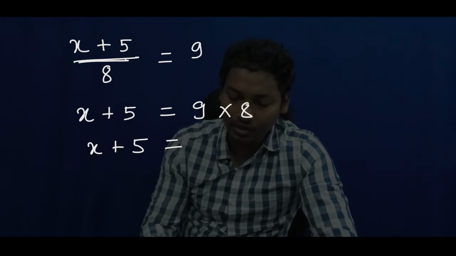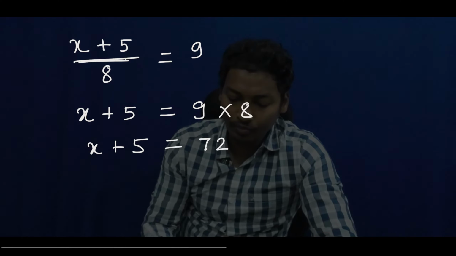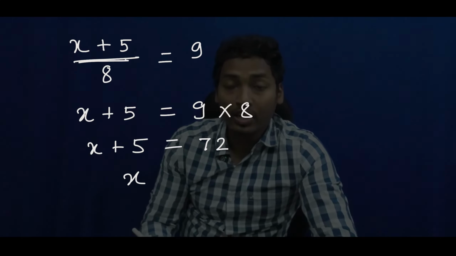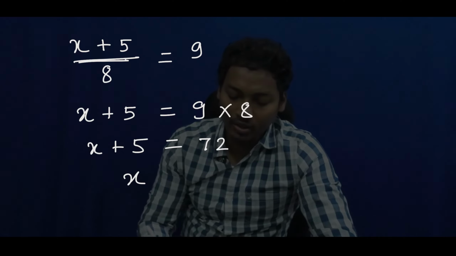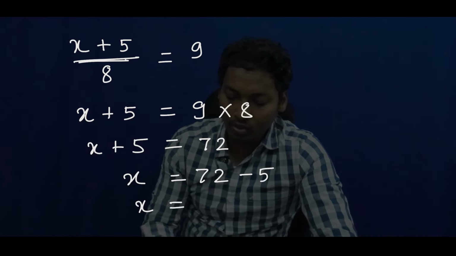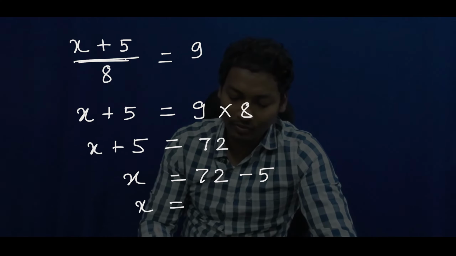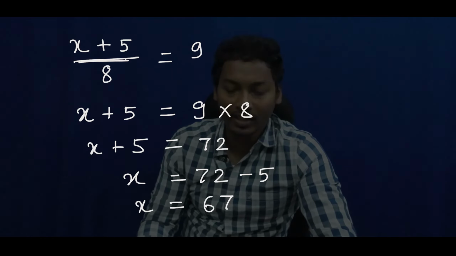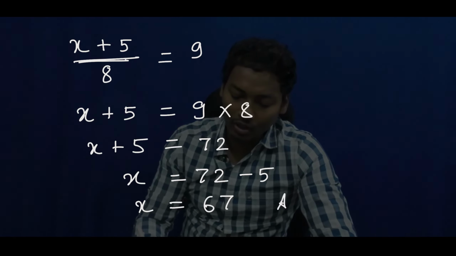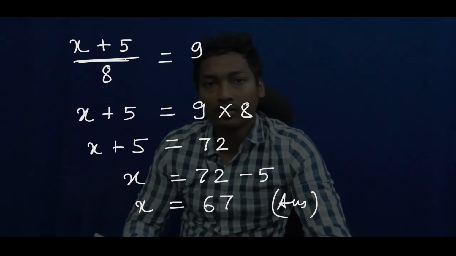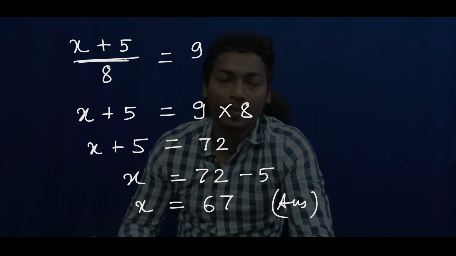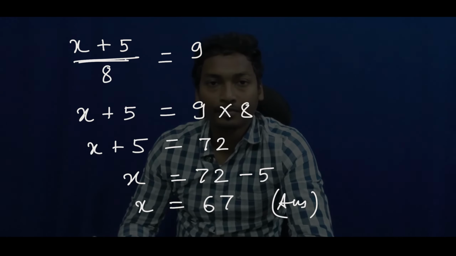So let's multiply and see what we get. 9 8s are 72. Now let's transpose positive 5 to the other side. So positive 5 will become negative 5. So x will be equal to 72 minus 5, which is equal to 67, and this will be your required number and your answer. Is that clear? Let's take the next question.